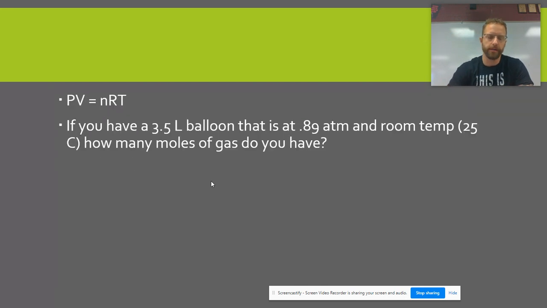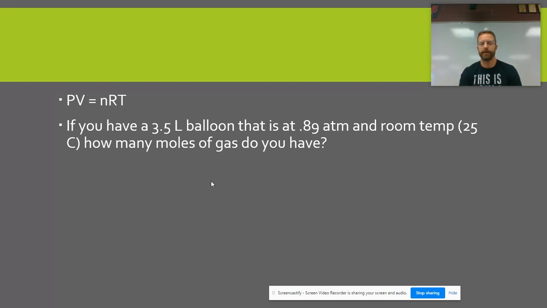So let's try a problem here. If you have a 3.5 liter balloon that's at 0.89 atmospheres and room temperature, how many moles of gas do you have? So recognize there's nothing changing. We're not talking about multiple gases or anything. Dalton's law of partial pressures we'll get to next week. We're just asking about how much gas is there. And they gave you a volume, they gave you a pressure, they gave you a temperature. So you've got 3 of the 4 variables, with that extra R, that extra gas constant.